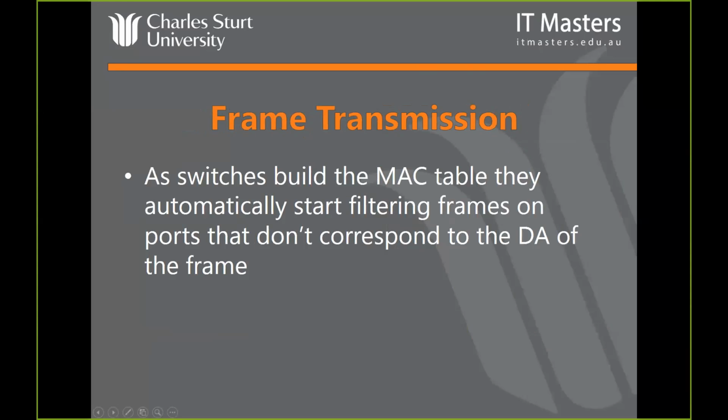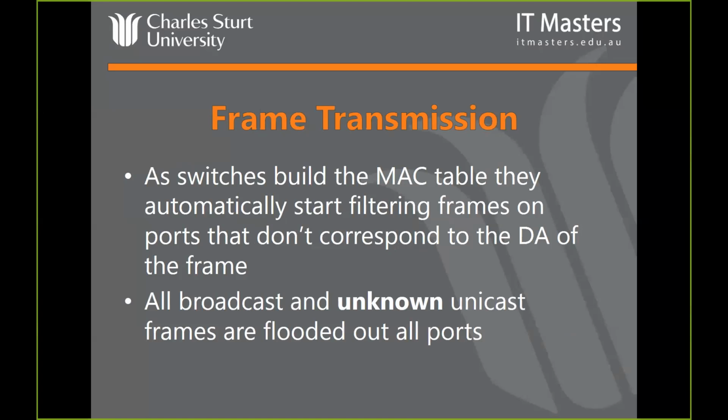So as switches build this MAC address table, they automatically start filtering, or not sending frames, on ports that don't correspond to the destination address of that frame. So in other words, that's what we've been saying. If it knows where the MAC address has to go, it knows where the frame has to go directly from its MAC address table, it will send it out directly to the destination port, and won't send it anywhere else.